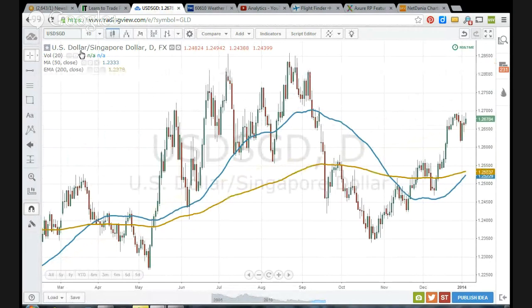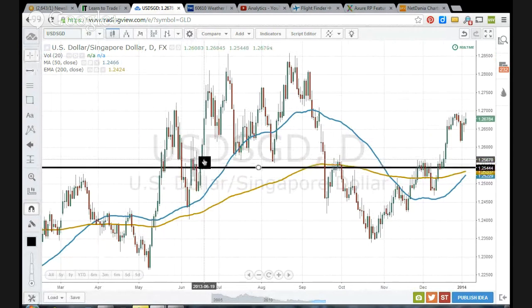Dollar Singapore. This is also clearly an uptrend. All this, draw a support level just out of interest. Keep it in mind. Right here.